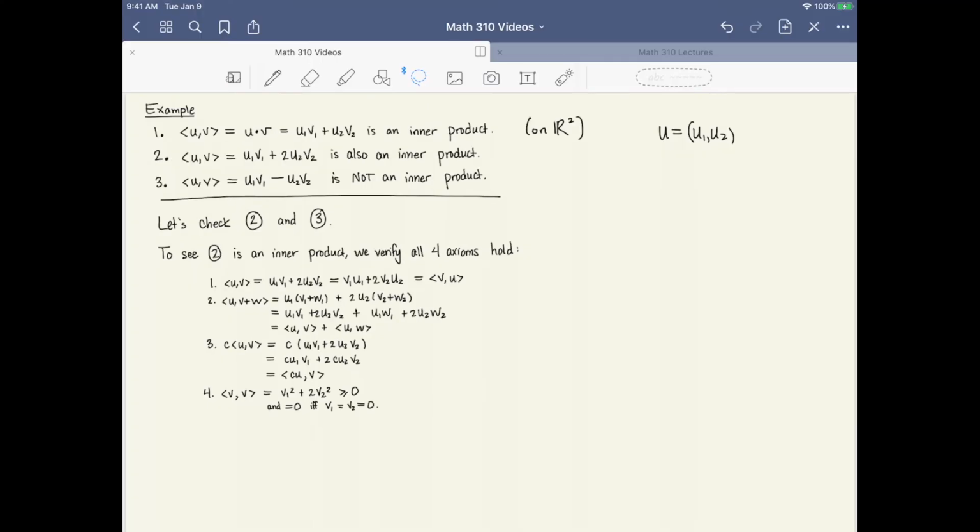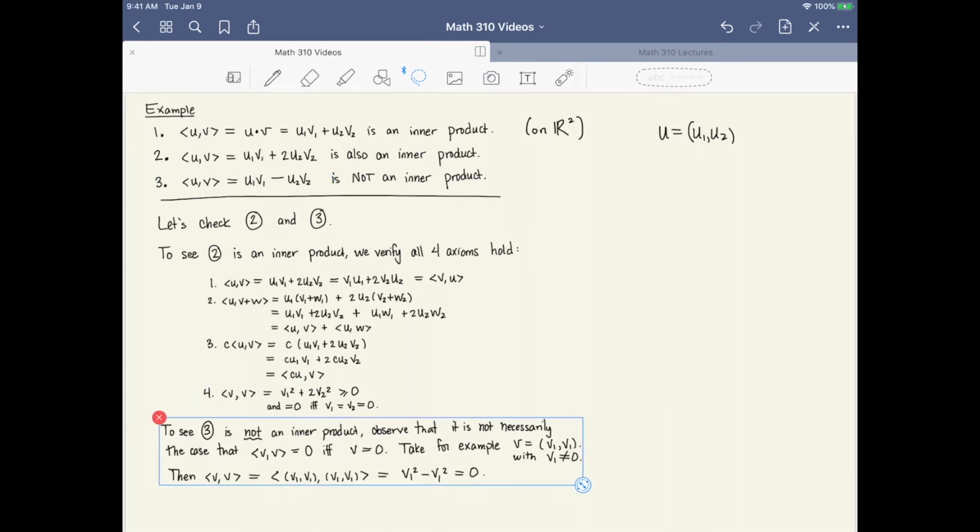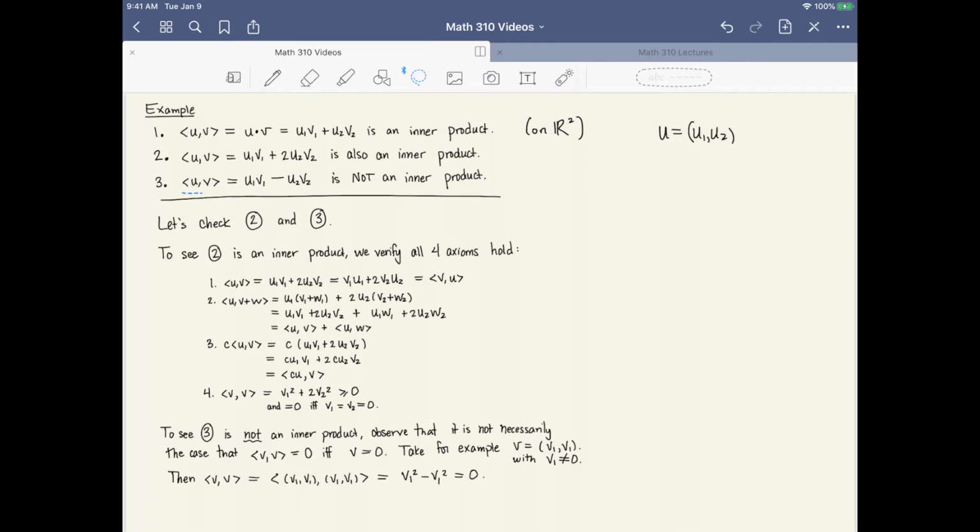Let's finish up this overall example by seeing why if we were to use u1 v1 minus u2 v2, that modifying it in this way produces something that fails to be an inner product. The issue is going to be with axiom number 4. So let's write that out a little bit more carefully. To see that if you define the inner product in this way, it's not actually an inner product, what we're going to observe is that it is not necessarily the case that pairing a vector with itself gives 0 if and only if v is equal to 0. This is a crucial axiom and it's going to break down.